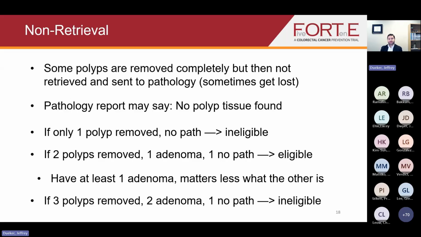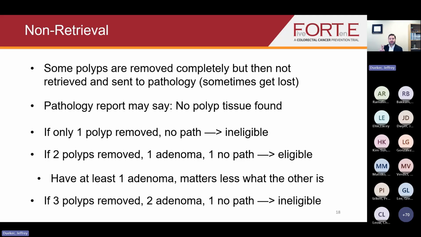The situation that happens is sometimes the pathology report may say that no polyp tissue is found. And then you're stuck with, okay, now what do I do with this information? Try to break it down for you. If there's only one polyp, the report says it's removed, but then you go to the pathology reports and they can't find it, we can't include that patient because we have no idea what that polyp was. If it was hyperplastic, they would be excluded, right? We can't tell if it's an adenoma, et cetera.